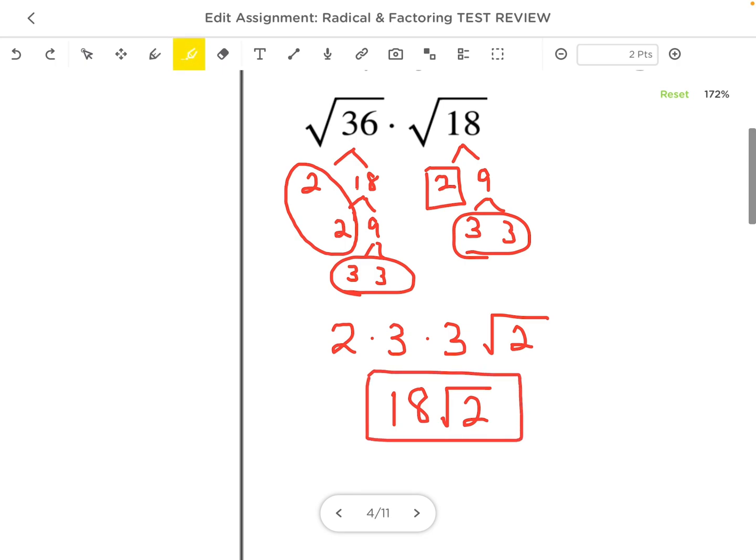Now again, that's one way you could do it. You may have noticed that that is a perfect square and just simply written that as 6 to start off with, which would be another good way to do the problem. Either way, our answer should be the same at 18 square root of 2.